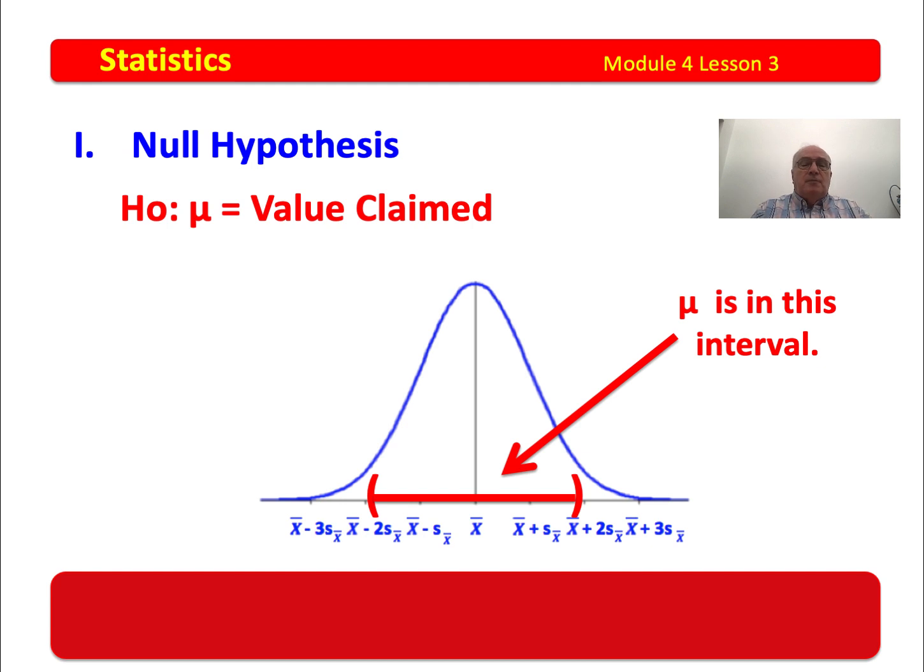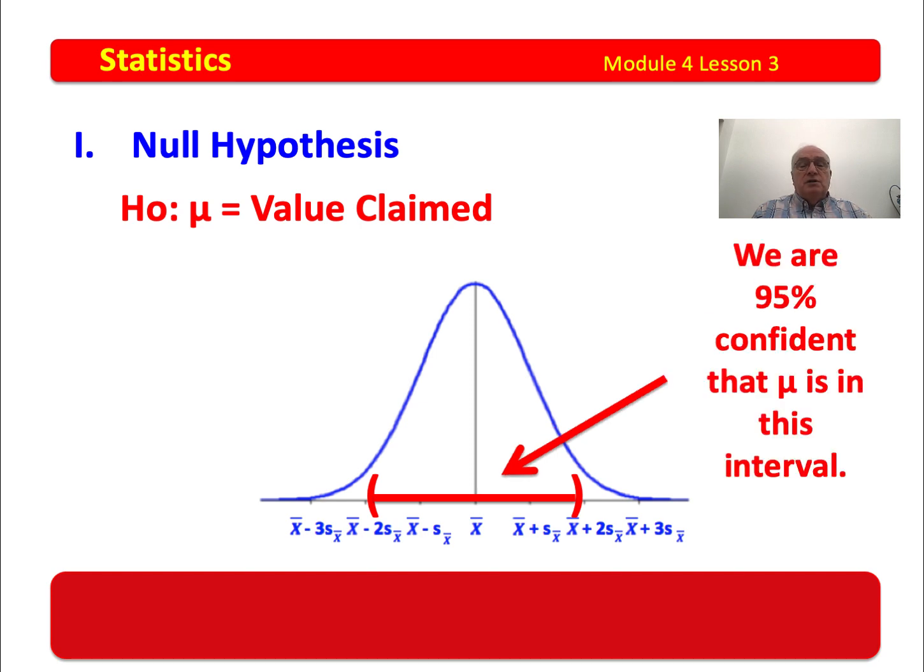Then for the null hypothesis, we're going to have an interval, and we claim that mu is going to be in this interval. It's not going to be outside the boundaries. It will be within the boundaries if H naught, the null hypothesis, is true. Notice we call it H naught for the null hypothesis, and the alternate hypothesis is HA. Okay, so H naught and HA. We might say we're 95% confident that mu is in this interval.